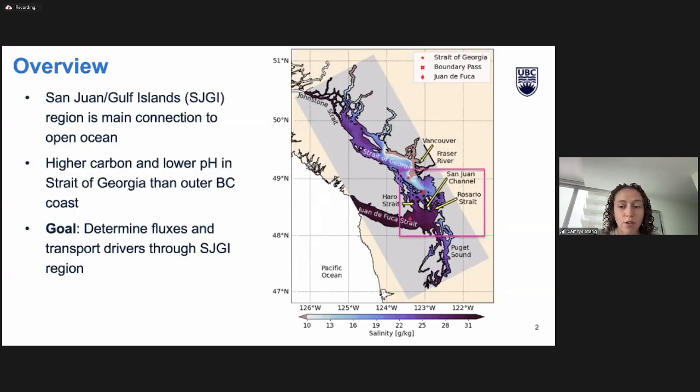Some motivation for this work is that previous studies have shown higher dissolved carbon and lower pH in the Strait of Georgia than on the outer coast of Vancouver Island, which essentially corresponds to higher rates of ocean acidification happening in the Salish Sea than in the open ocean. To try and explain and understand some of these observations, it's important to first understand the transport through this region, so determining how water is moving into and out of the Strait of Georgia, which is what I'm looking at here. To do this, I'm using the model Salish Seacast, whose model domain is shown in the gray box on this map.